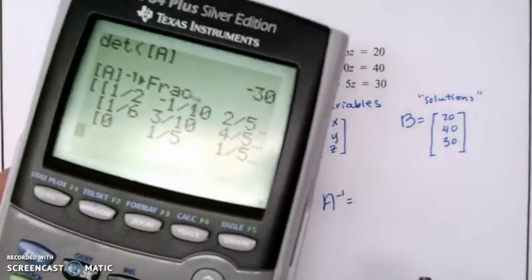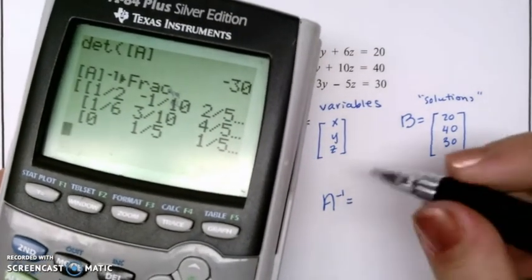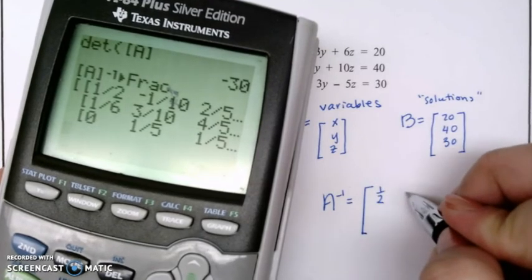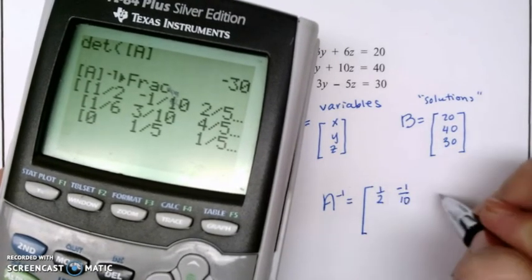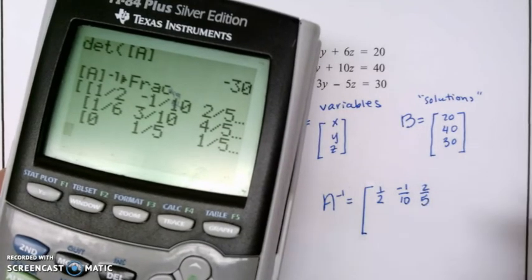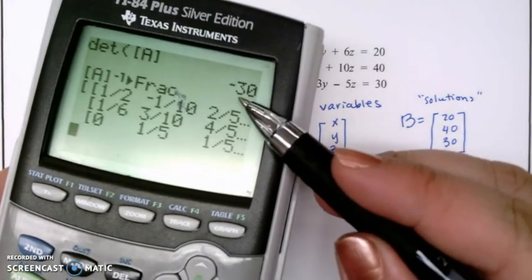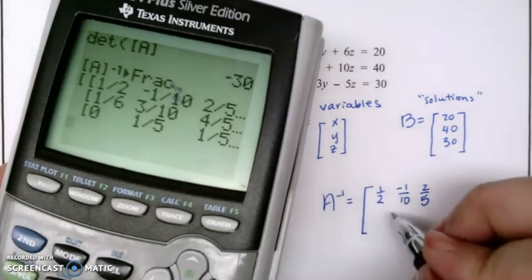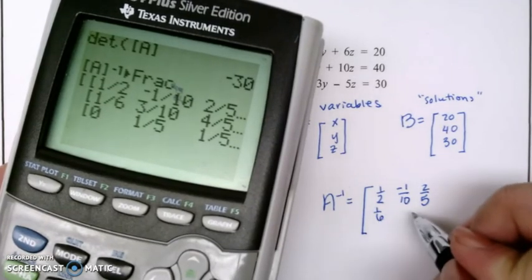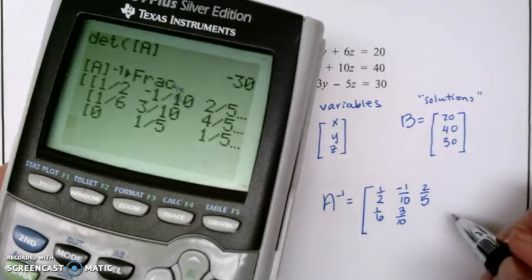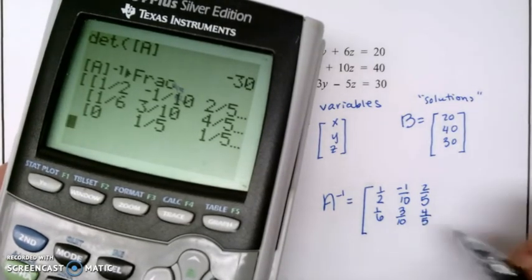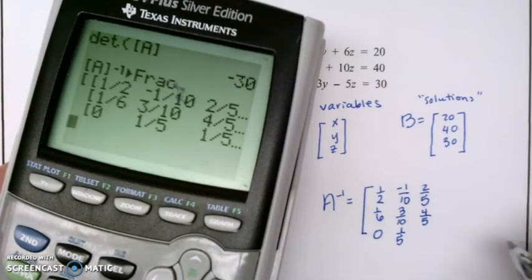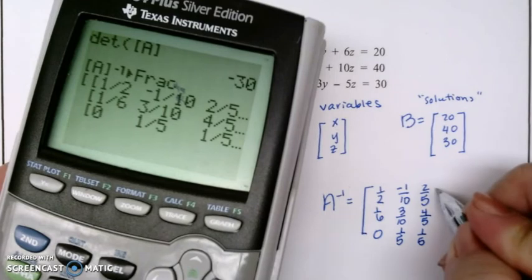All right, so our inverse matrix is 1/2, -1/10, 2/5, and I've already checked that there's no additional digits. That ... just signifies the closing brackets. 1/6, 3/10, 4/5, 0, 1/5, 1/5.